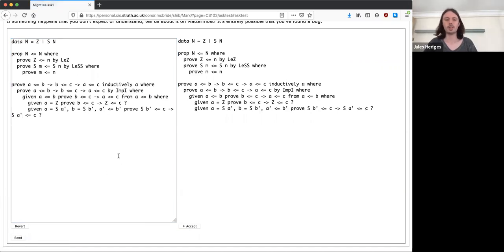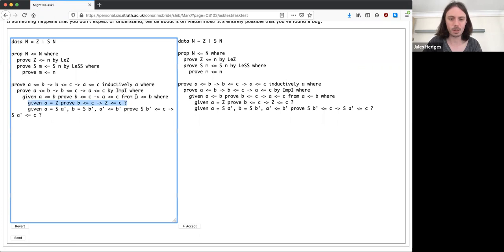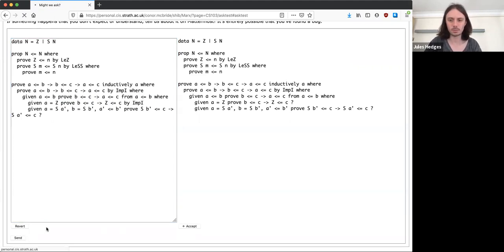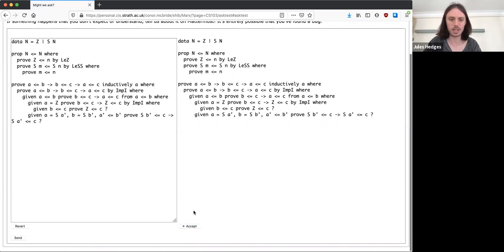Now in the first case, this is the case where we suppose that A less than or equal to B was proven using LEZ. So we know that A is 0, and Ask actually substitutes 0 for A in the goal. So now we have to prove something implies that 0 is less than or equal to something. So this is easy to prove. I can say by imp I. So now I have a goal to prove 0 is less than or equal to C, and I can prove that by LEZ, because that says that 0 is less than or equal to anything.